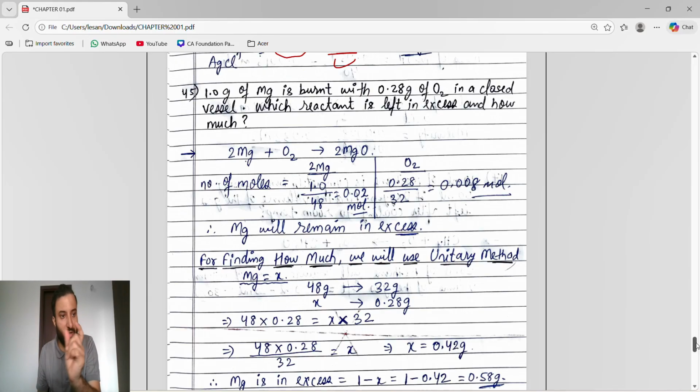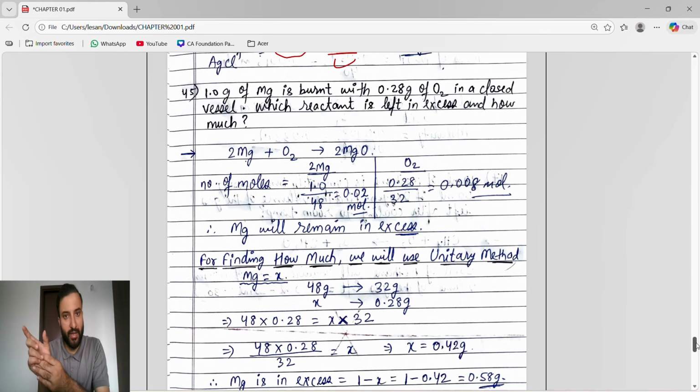The volume, how will you get it? Number of mole into molar volume. Molar volume of what? Whatever we have to find. HCl means molar volume of HCl, correct? After the molar volume we'll multiply by the stoichiometric coefficient, so 2 HCl we multiply by 2, 4 HCl multiply with 4, correct?